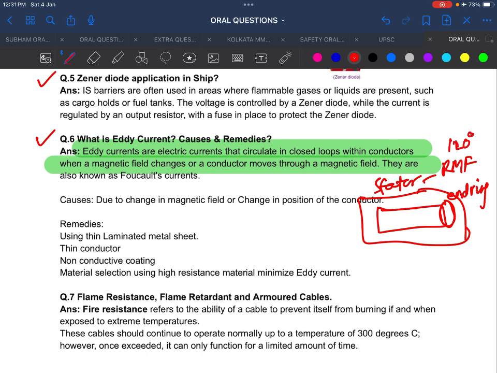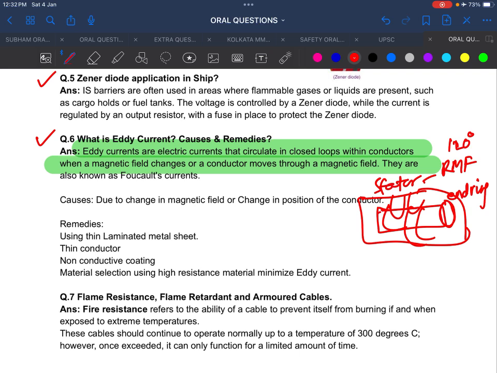When this rotating magnetic field cuts the conductor bar, another magnetic field is created, and due to this an EMF is induced, and that EMF induces the current. And this is a closed loop because it is short circuited by the end rings, so there is a current induced in a closed loop.